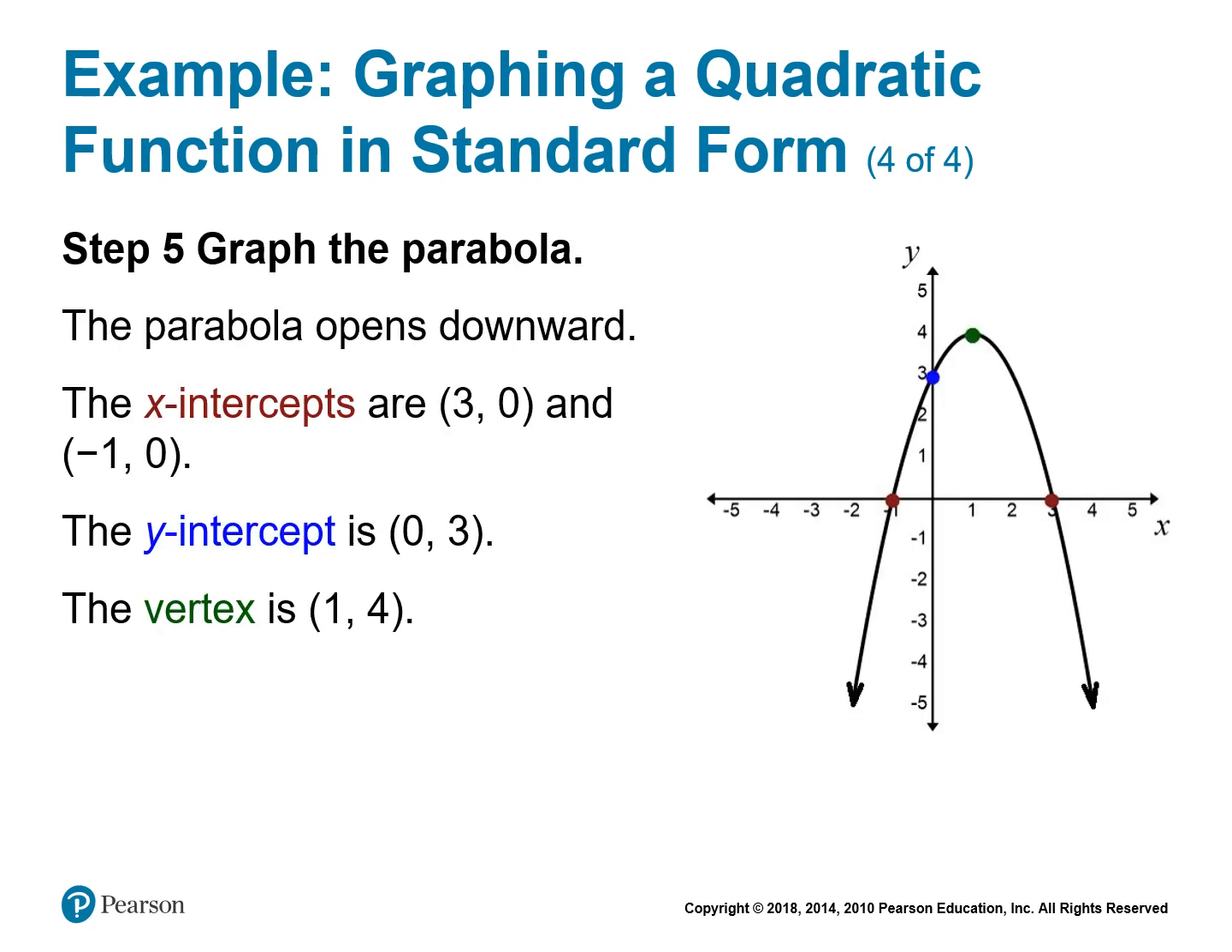Now here, let's go over the final result of all the steps that we went through previously. The final step is step 5, graphing the parabola. We know based on the sign of a that it's going to open downward. We found our x-intercepts. There were two places where the graph is going to intersect the x-axis. One is at -1, 0.